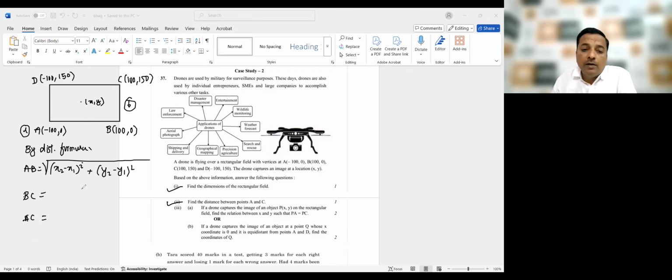Third part is, if the drone captures the image of an object P(x, y), find a relationship between x and y if PA is equal to PC. Any idea what to do? Does anyone have any idea what to do?